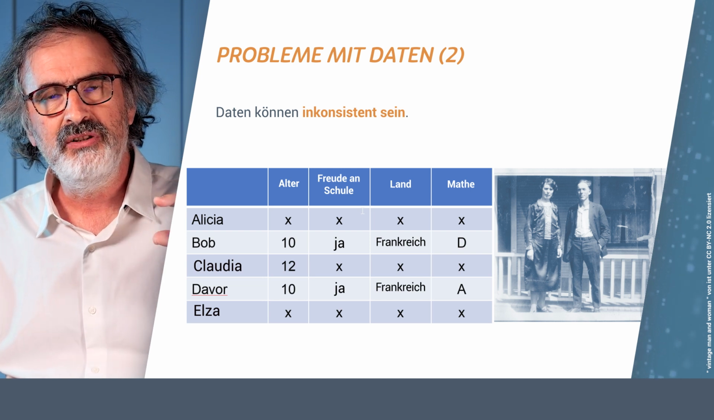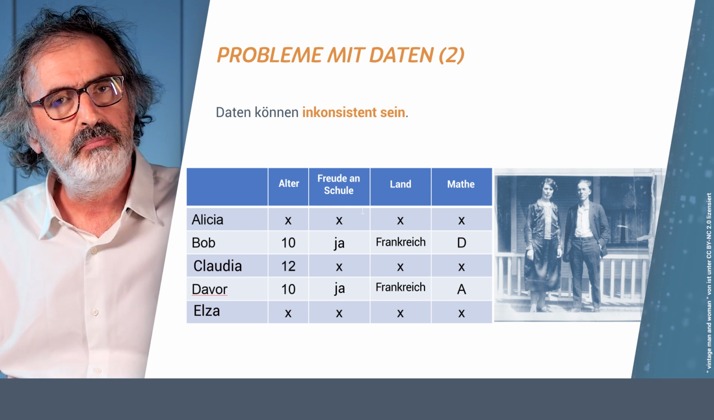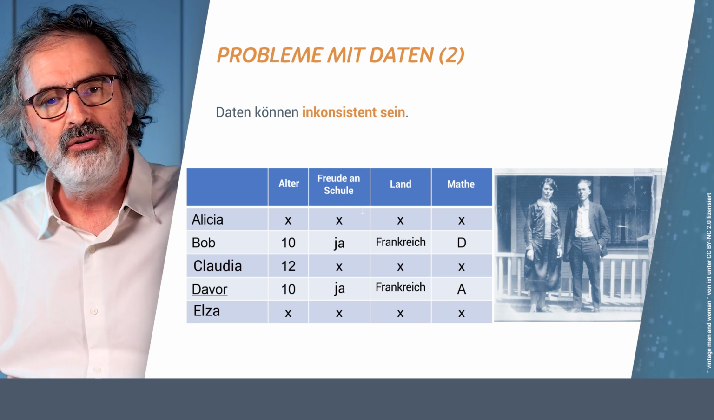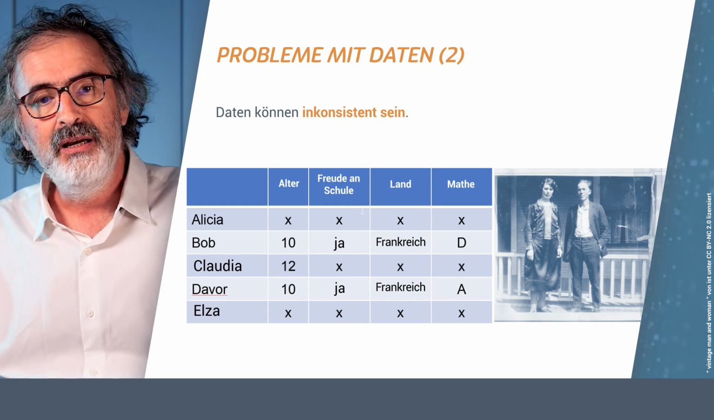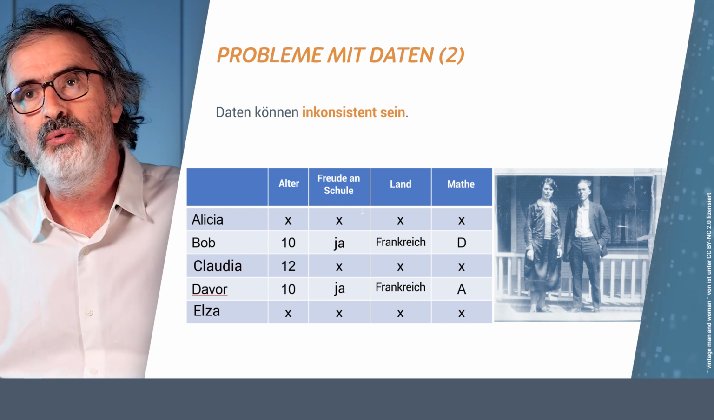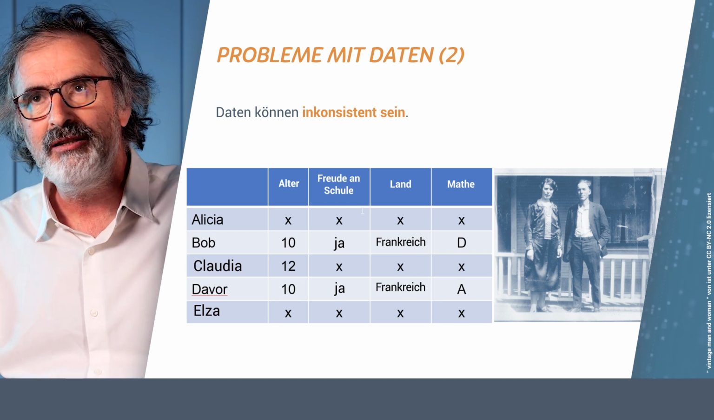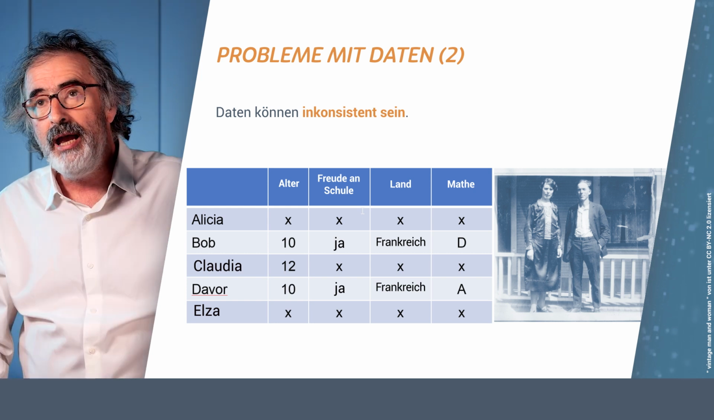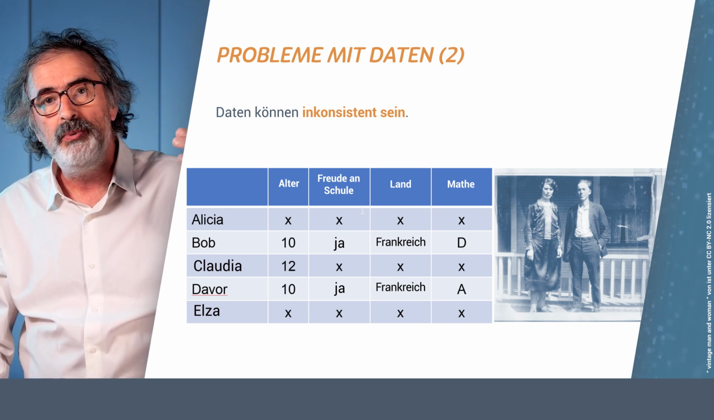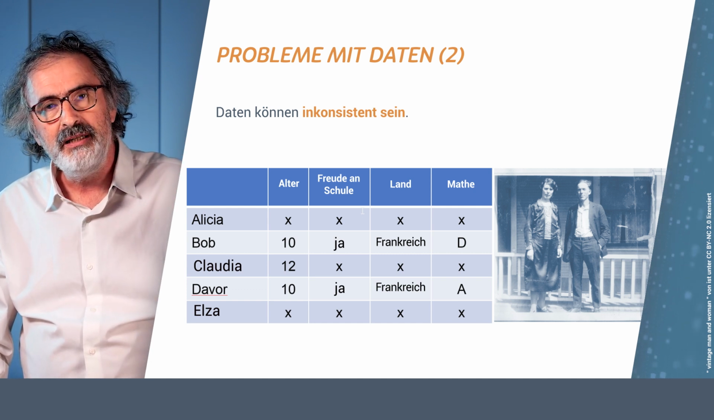So two different results. Now imagine an application, an AI prediction system, trying to predict the result in maths for children depending on their age, if they like school, the country they live in. How will it deal with this conflict between the two? Should we predict an A? Should we predict a D? Should we predict a B or a C? This is going to be a complicated issue.